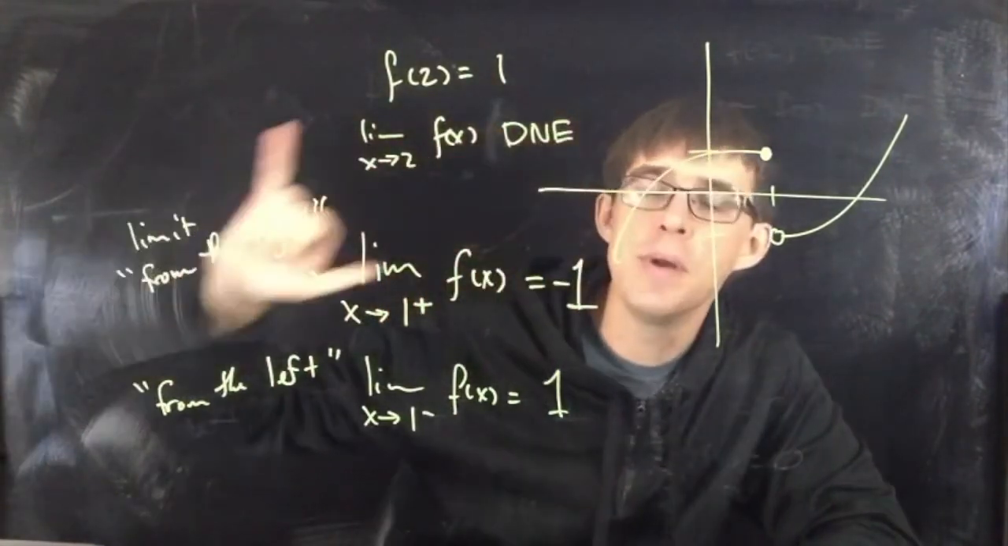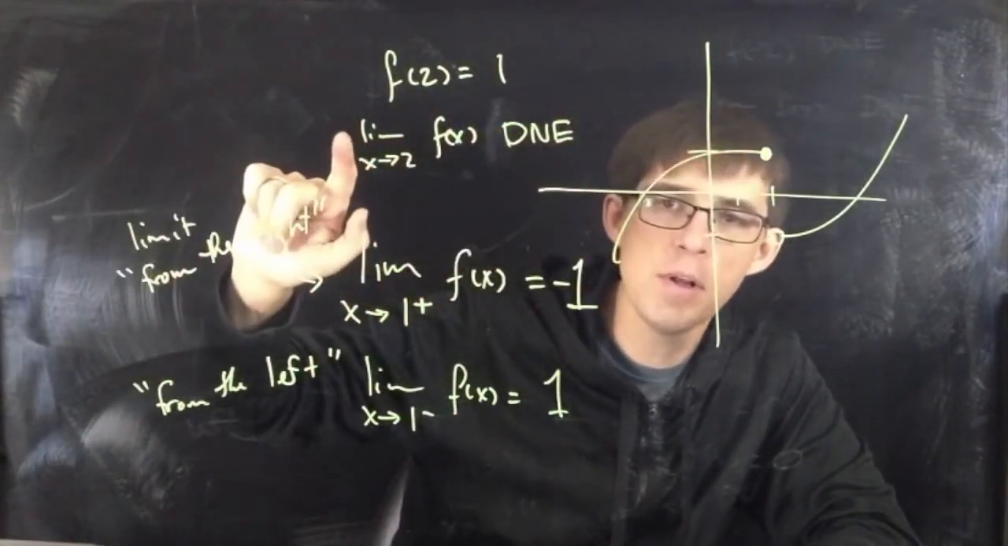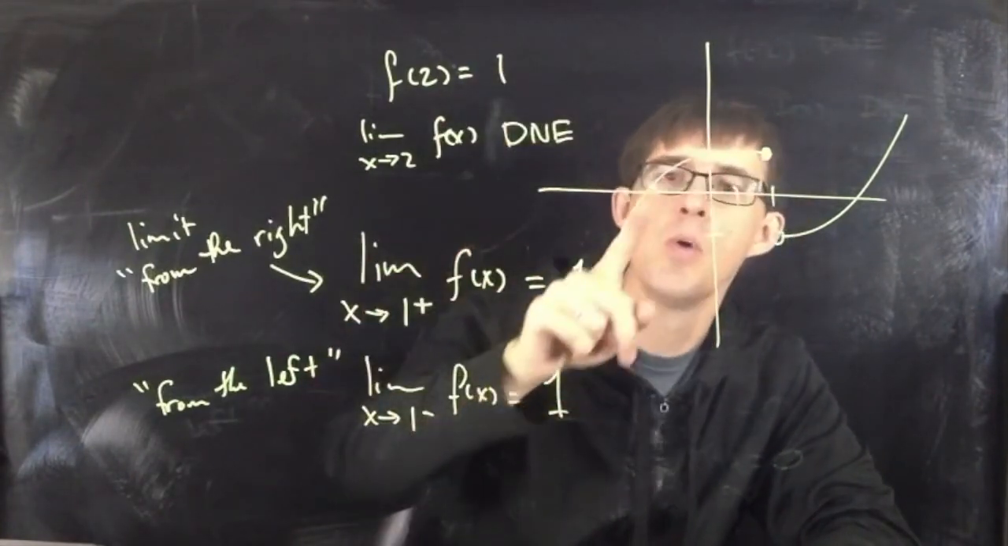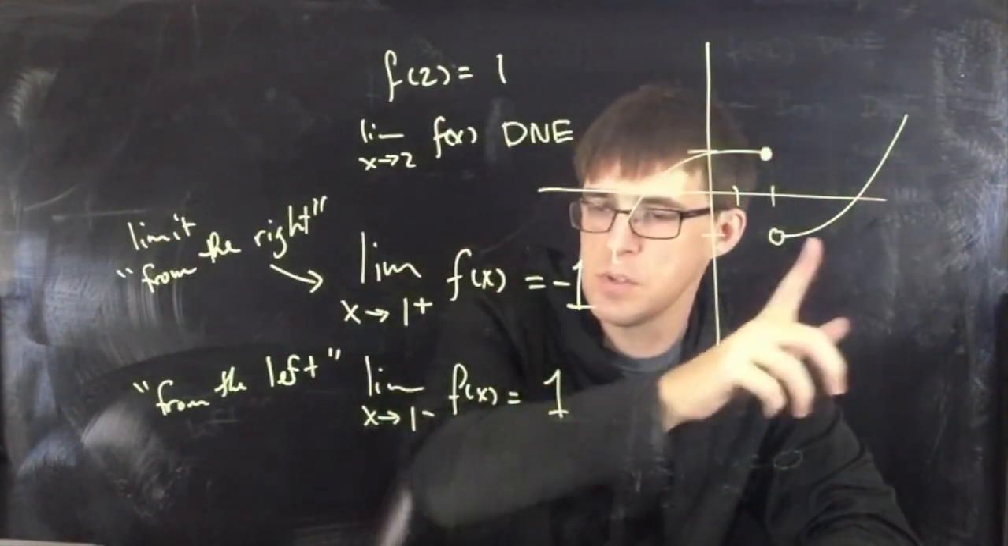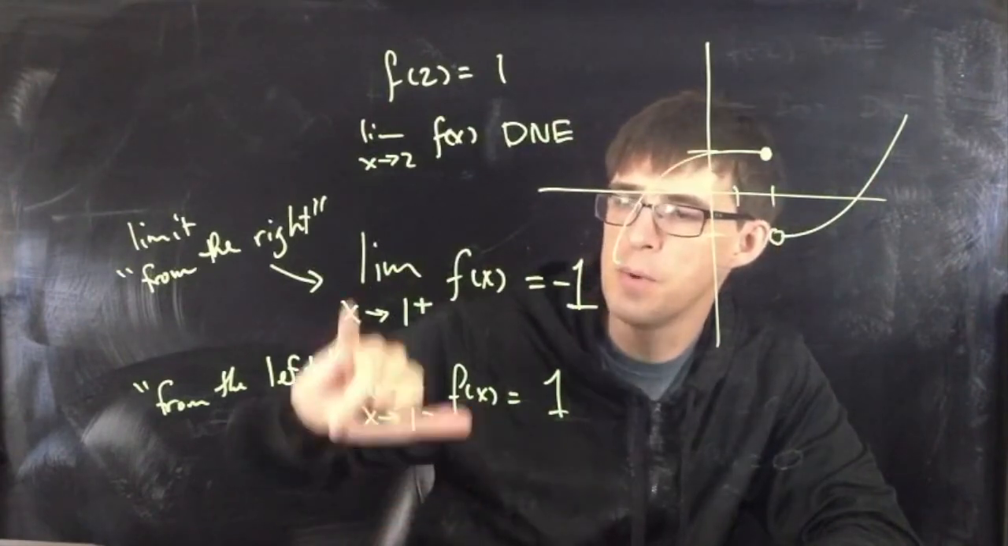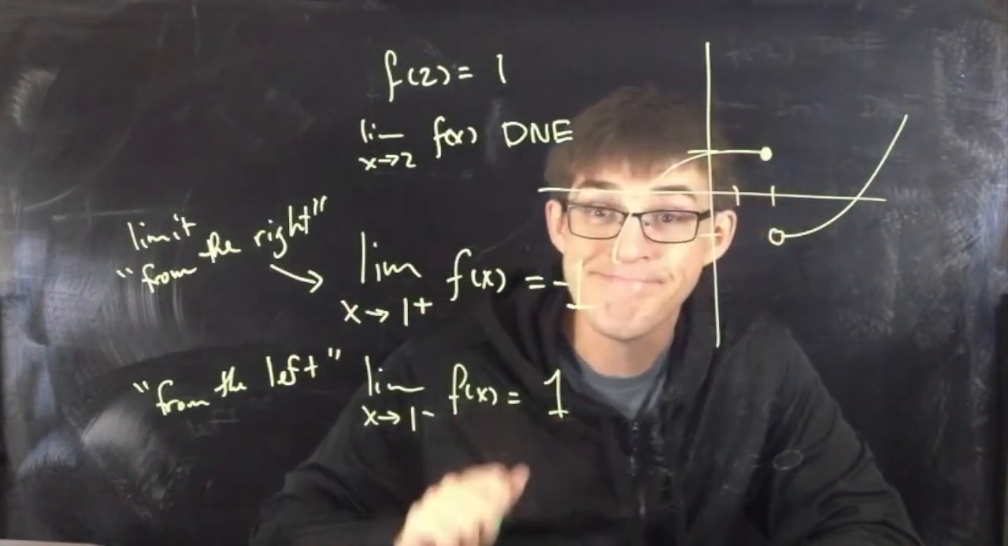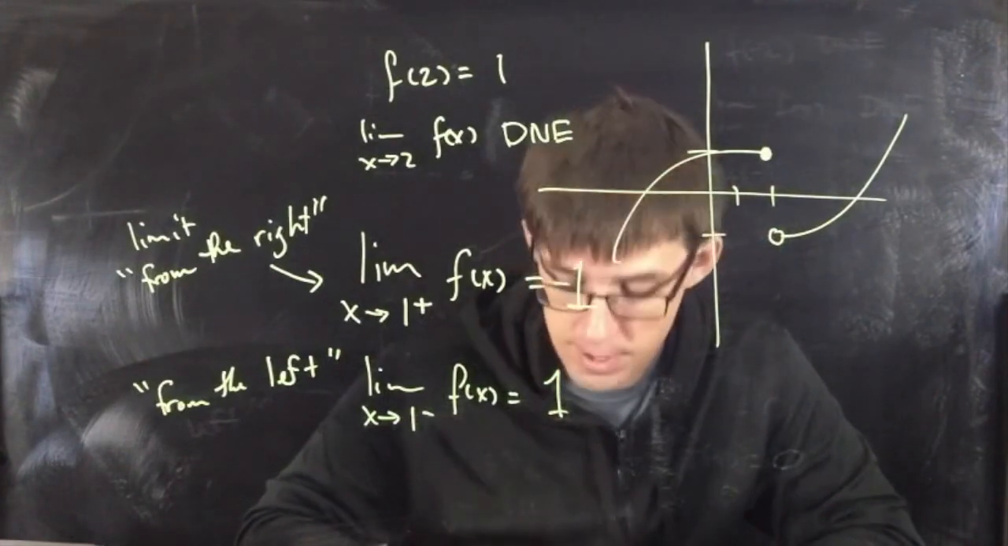All right, so it is possible sometimes, when the overall limit does not exist because it's going to two different places, you can still say where is the limit from the left versus where's the limit from the right? And these are how we write those down. This is the limit from the right, limit from the left. All right, I think that'll do it.